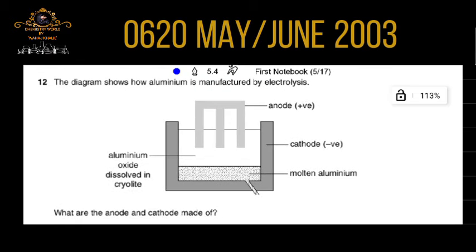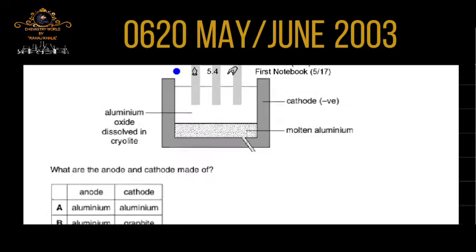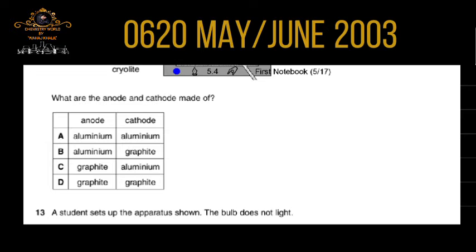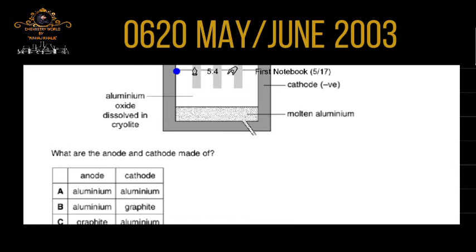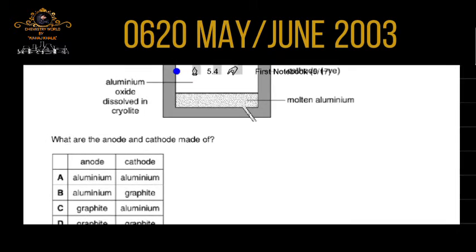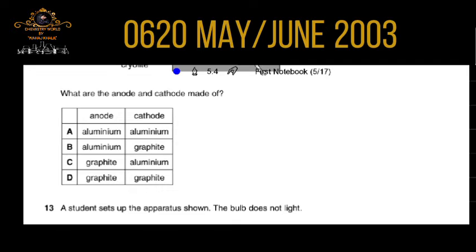MCQ number 12. The diagram shows how aluminum is manufactured by electrolysis. The anode, the molten aluminum, the cathode. What are the anode and cathode made of? Is it aluminum or graphite? We are manufacturing aluminum, so why would the anode or cathode be made of aluminum? They must be made of another metal. So the other material here is graphite, so it is the right option.